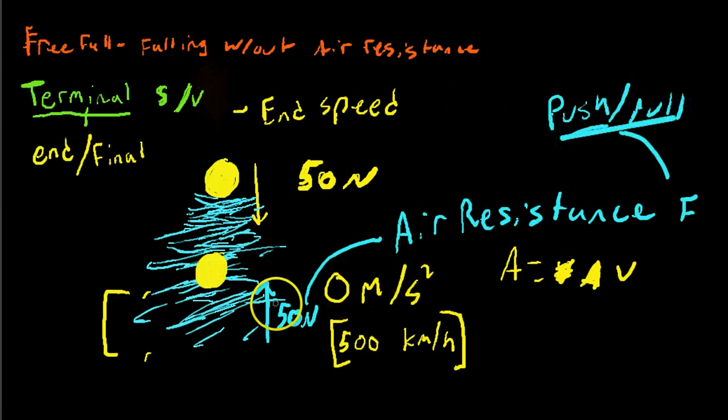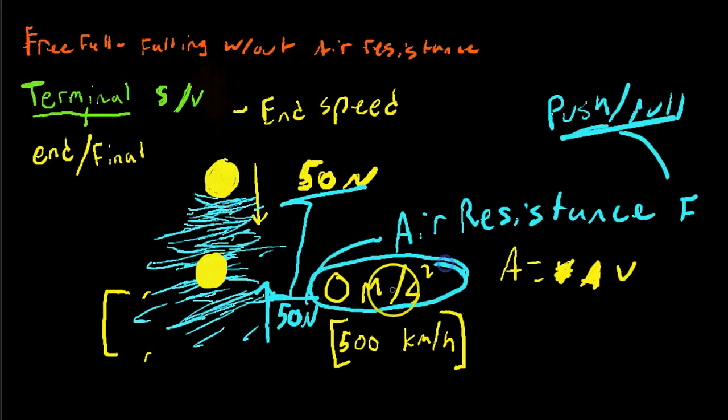So once the air resistance equals 50 newtons, it is the same as the weight of the boulder. That's when you're in terminal velocity. You're not going to accelerate anymore. That's when the 0 meters per second squared acceleration comes in. So you're no longer going to accelerate.